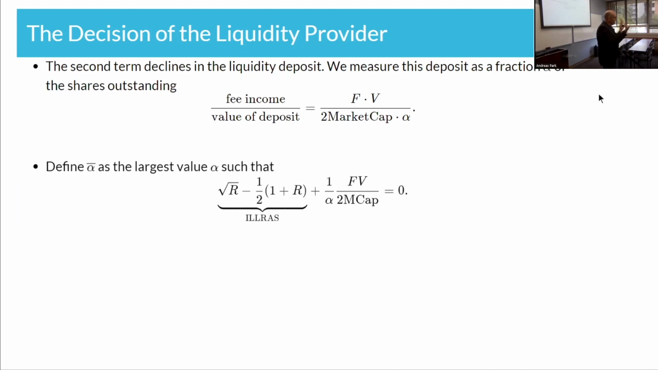Now, very loosely, the basic idea is that you deposit in an AMM as a liquidity provider, and you compete for the deposit. So as long as there's something to be gained, you put more liquidity in. You put liquidity in up to the point where you're breaking even on expectation. Okay. So therefore, we can define a value, alpha bar, which is the largest amount of deposits such that the liquidity providers will break even.